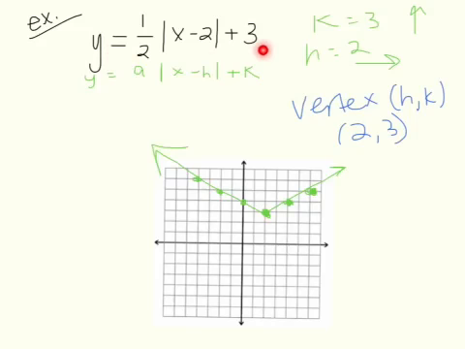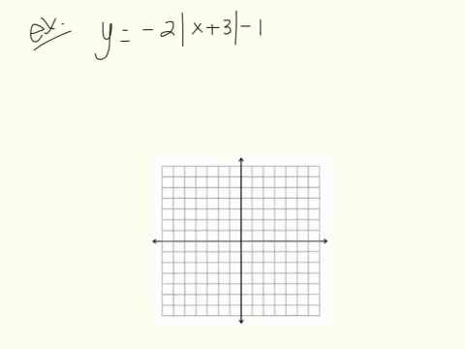So remember, the parent function was like this, the black line. So it did move to the right 2 and up 3, and it is wider than that original parent function. All right, so we're going to do another example because I know that can get a little confusing. So again, I'm just going to write that a|x minus h| plus k.